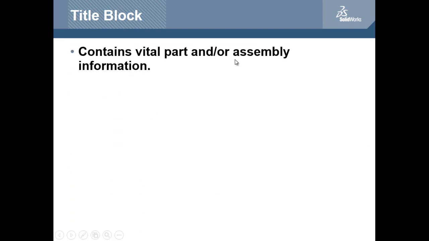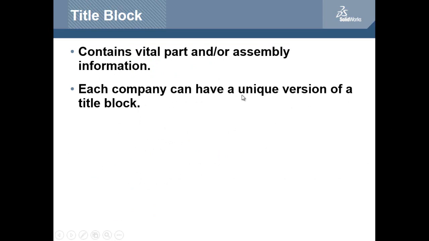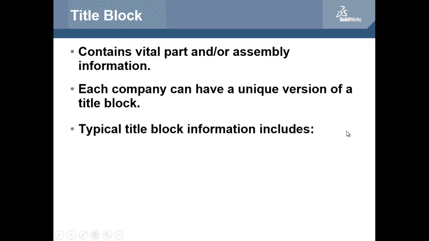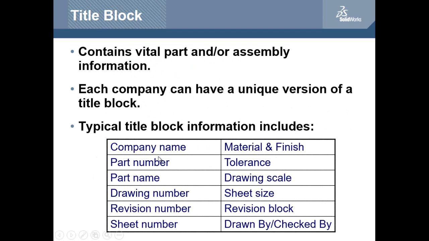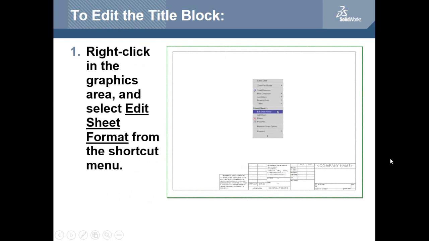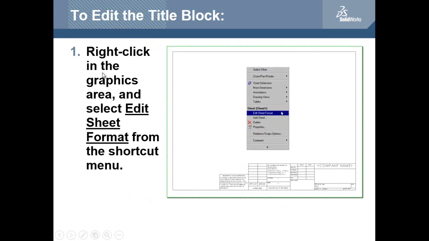The title block contains vital part and or assembly information. Each company can have a unique version of the title block. Typical title block information: company name, part number, revision, sheet number, tolerance, drawing scale, sheet, revision, drawn by, check by. Edit the title block. All right, right-click in the graphics area, that's this middle, and select Edit Sheet Format from the shortcut menu. So you can go ahead and try that.